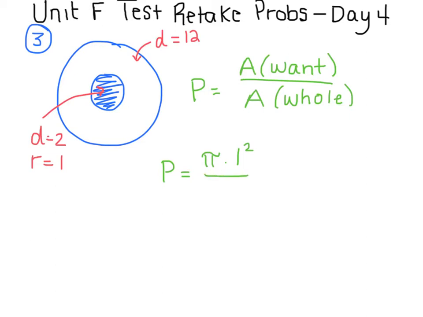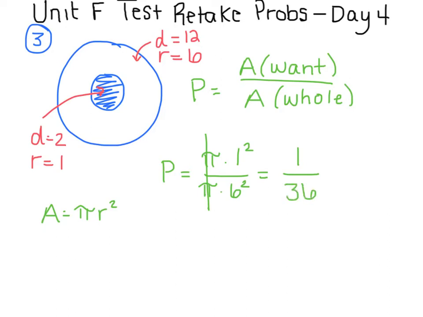of the whole thing. Well, again, the whole thing, if the diameter is 12, the radius would have to be 6. So then I would do pi times 6 squared. Okay, because remember, area of a circle is pi r squared. So that's what I was using there, is pi times radius squared, pi times radius squared. Well, what happens now is my pi's cancel. And so really I just have 1 squared, which is 1, out of 6 squared, which is 36.